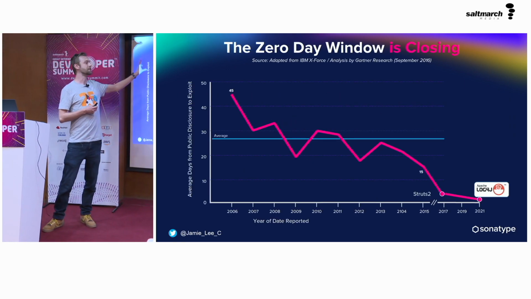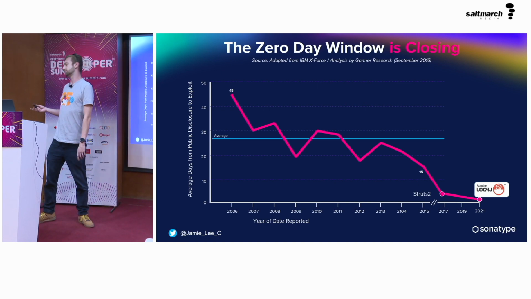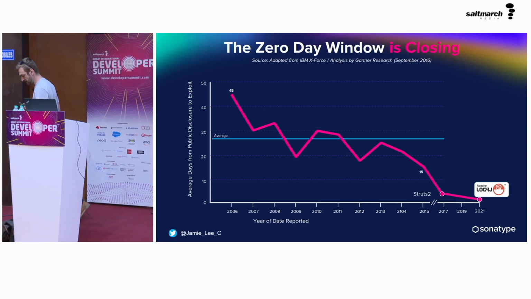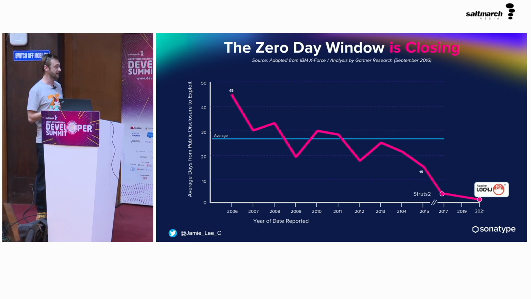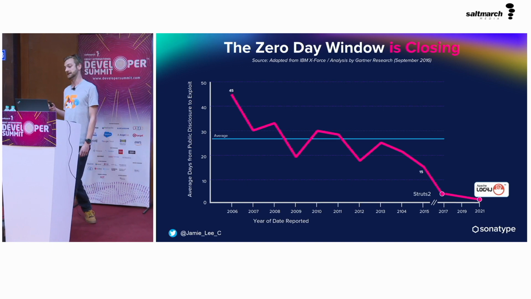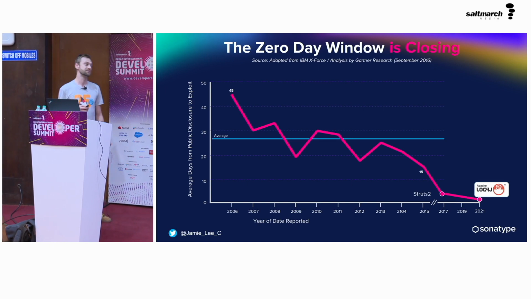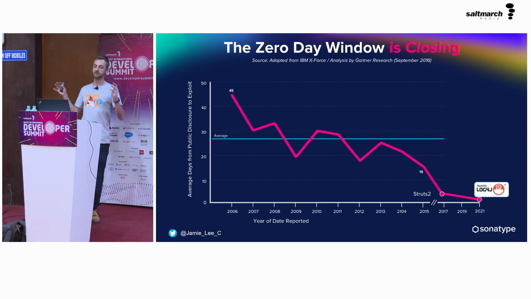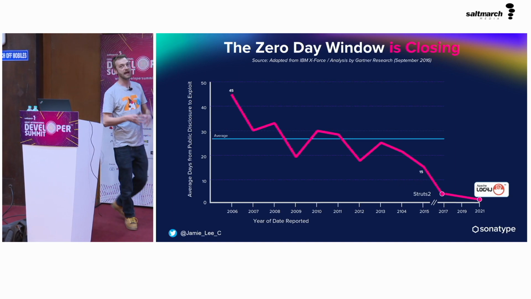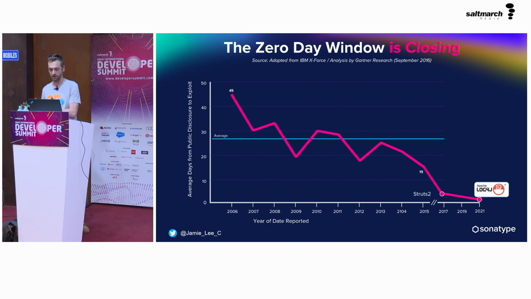And this came from IBM. In 2006, we had on average 45 days to fix a vulnerability that was in our code. Whereas with Log4j in 2021, if you're familiar with that, we had less than a day. So the days are gone where we can rely on having time to fix a vulnerability. We don't anymore. People are going to start attacking this straight away.